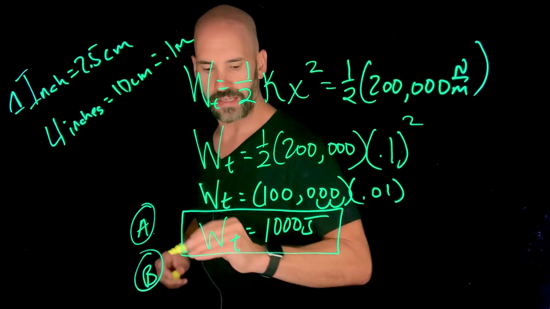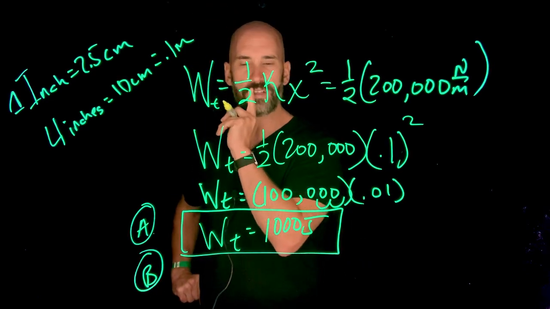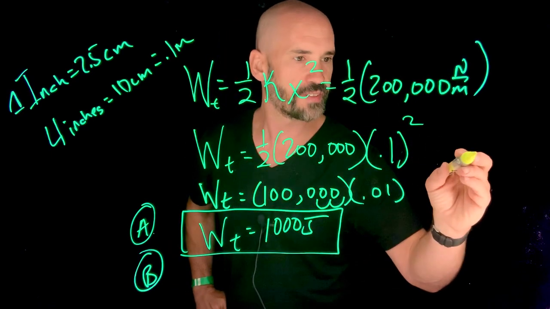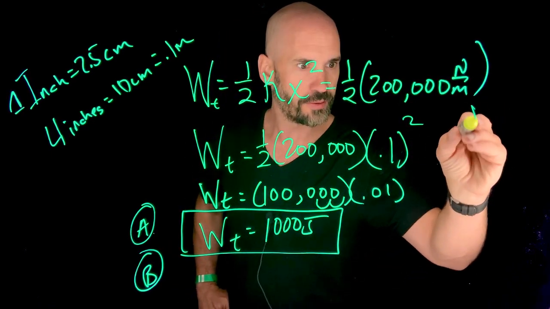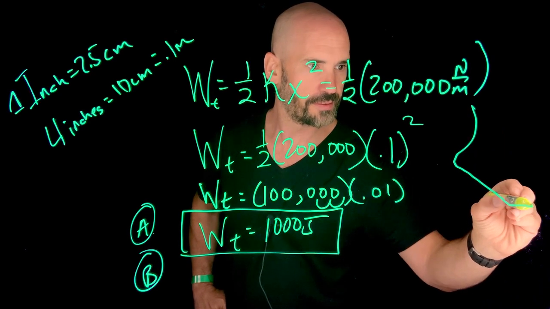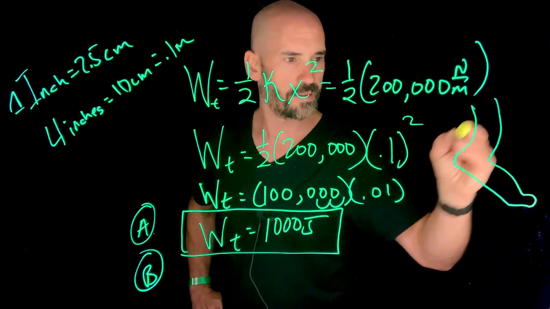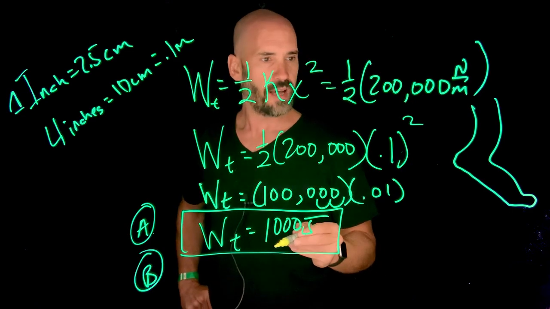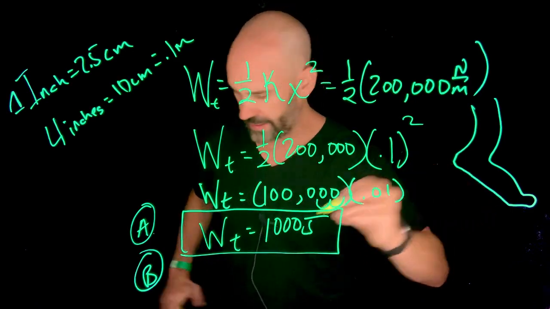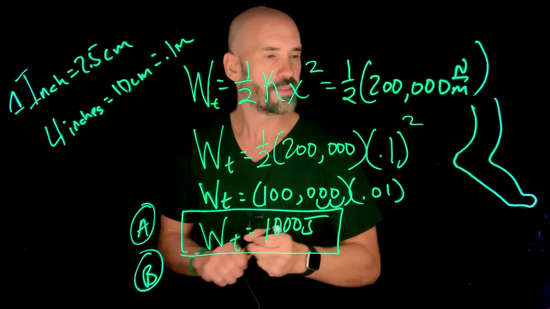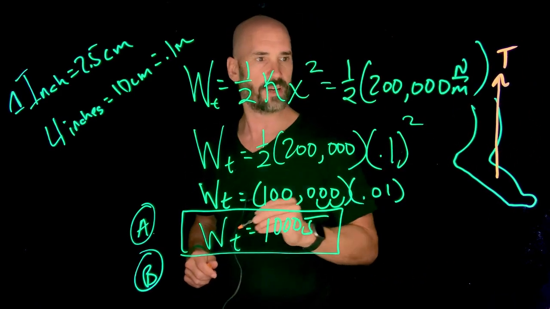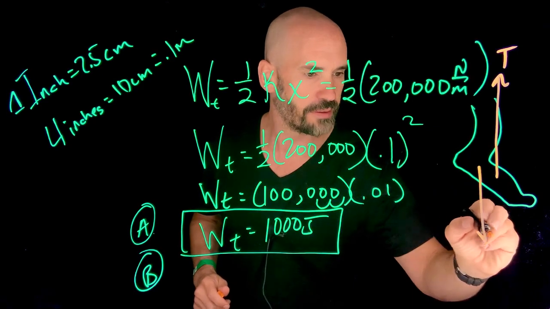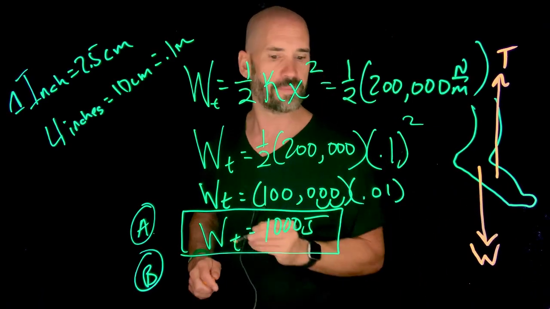Part B is how much work does gravity do in the rise, right? So if this is your foot, here's your little heel. That's not terrible, right? Remember, in this case, there's a force going up that your tendon is pulling. We'll call that T, right? And then there's this force going down. That's the weight of your foot, right?